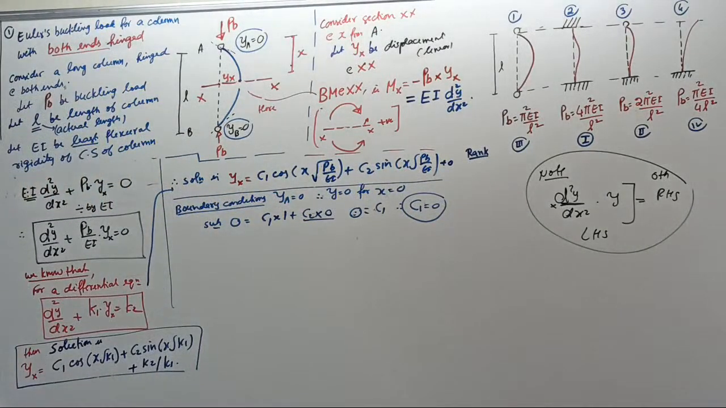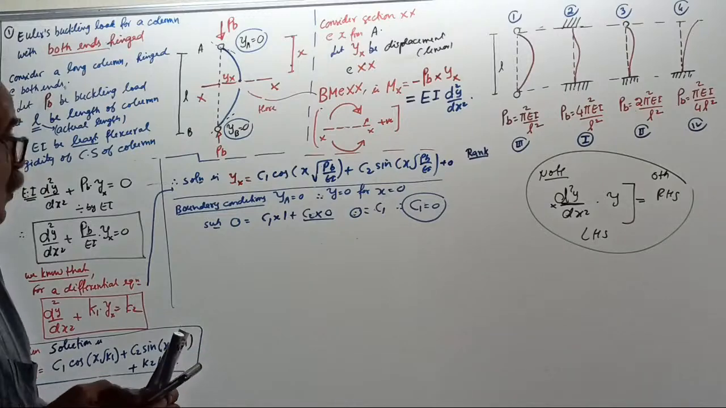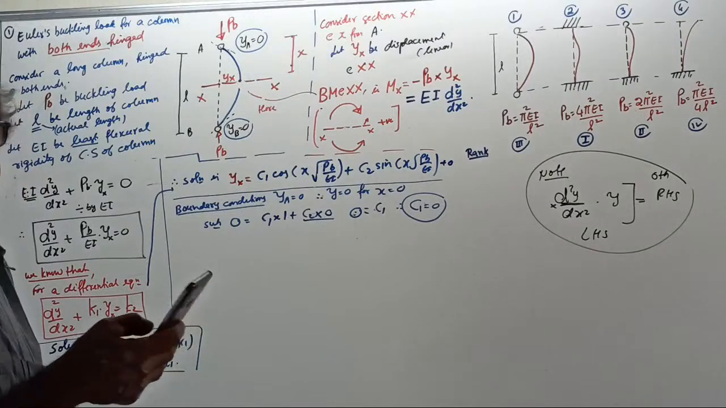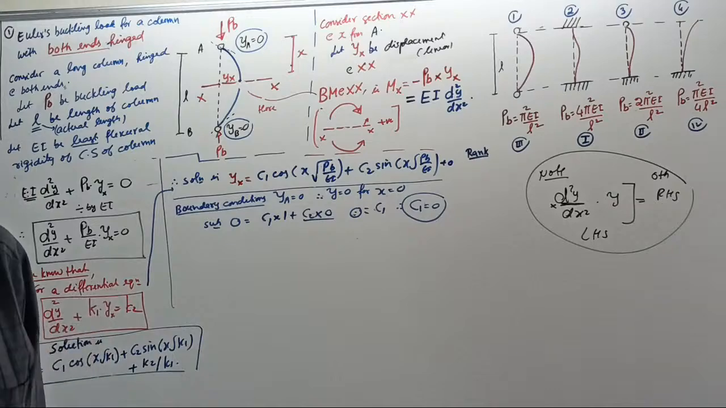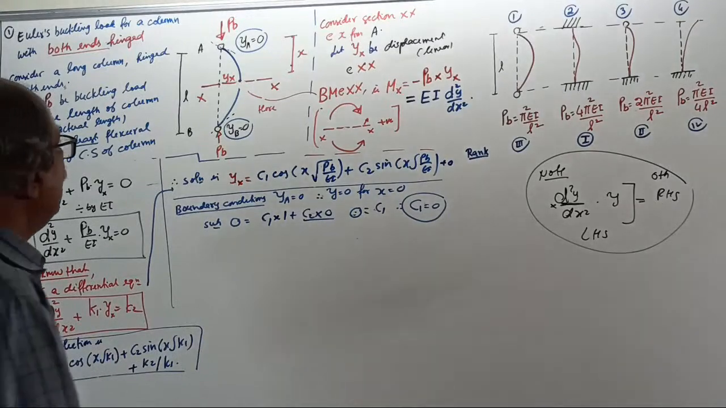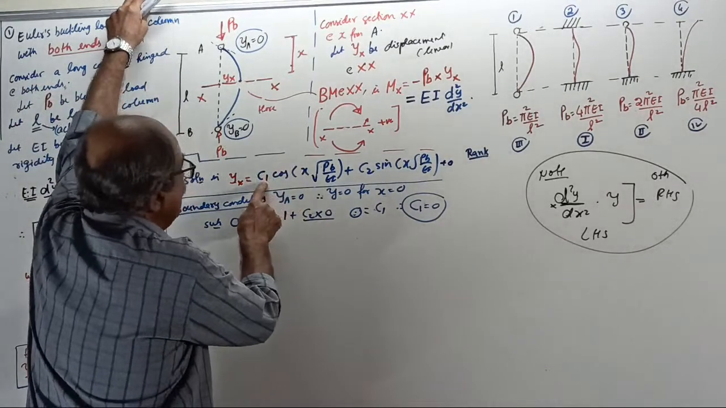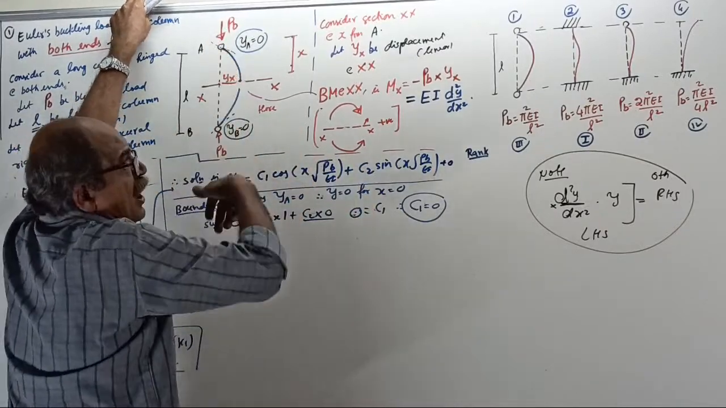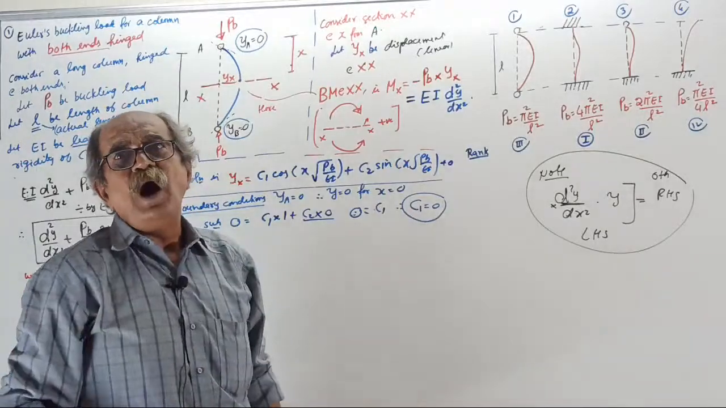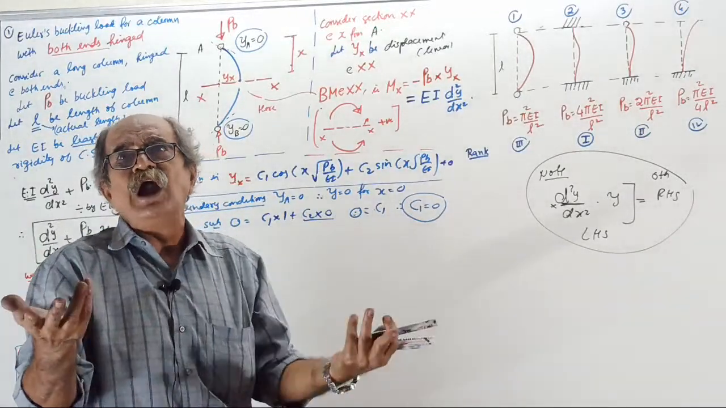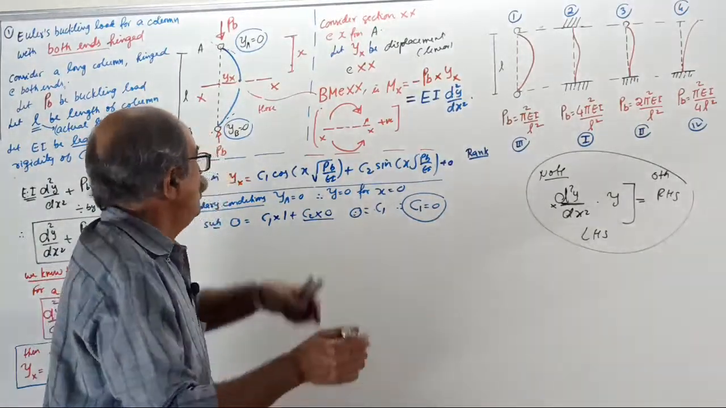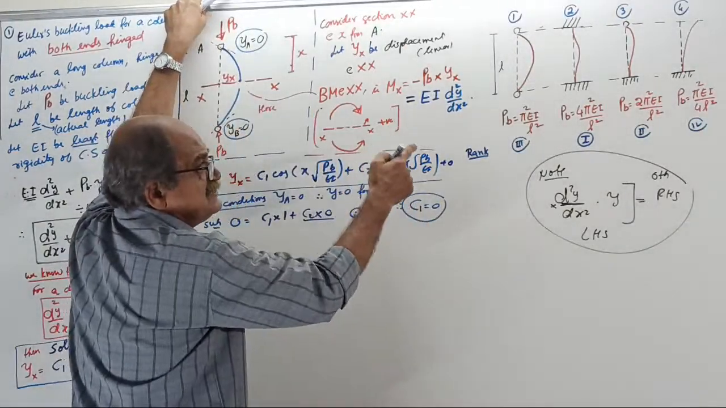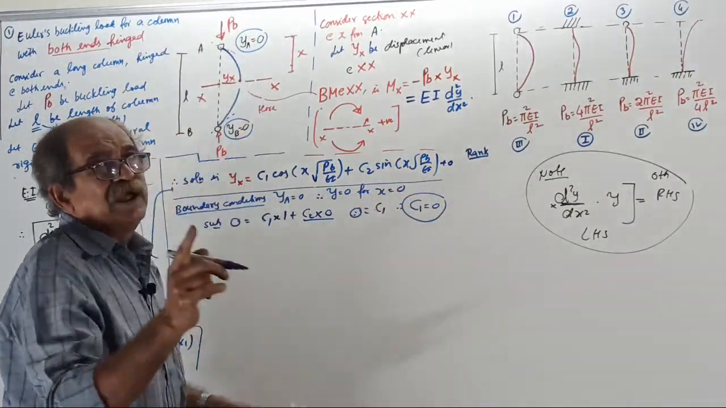I will tell you later which cannot be 0. Once you got C1 as 0, C2 cannot be 0 because I will tell you later. If C1 is 0 and C2 is 0, then anywhere in the column, deflection becomes 0. Whatever load you apply, the column will not buckle. Not possible. So remember, since C1 is already 0, C2 cannot be 0.